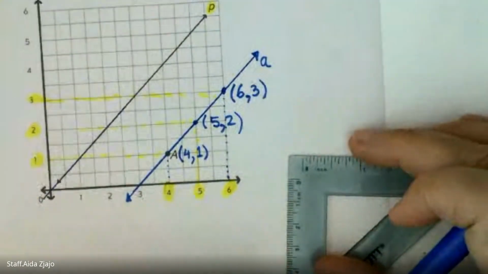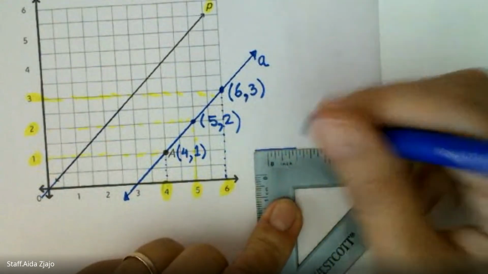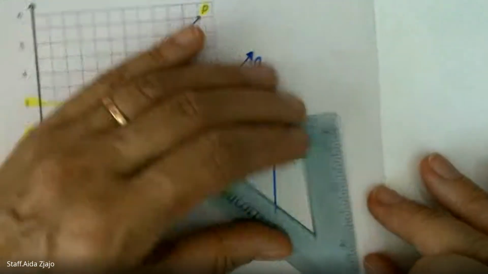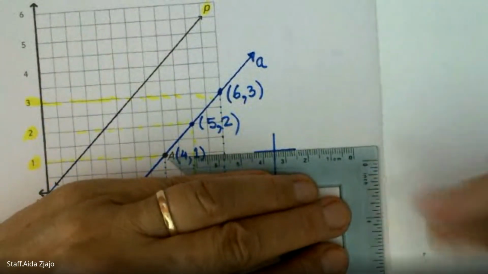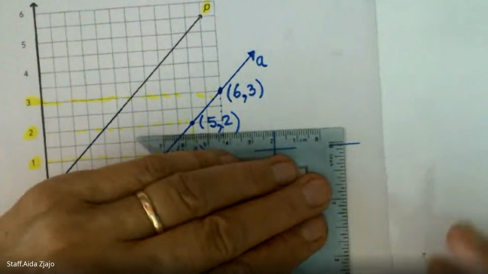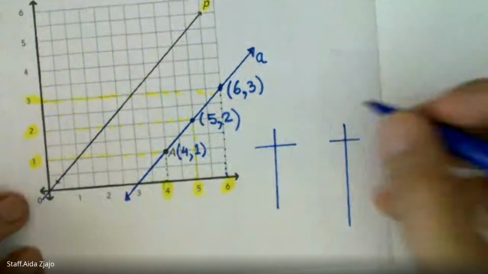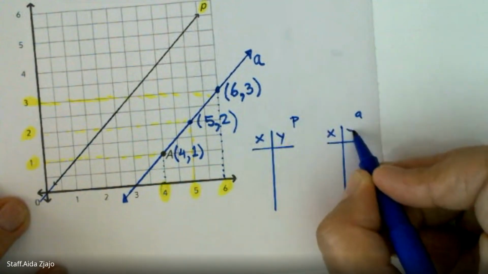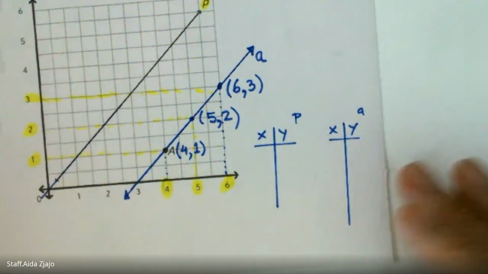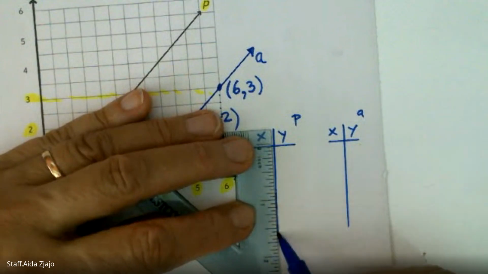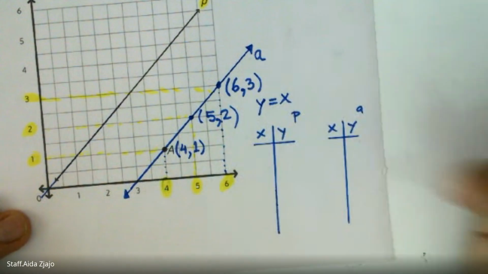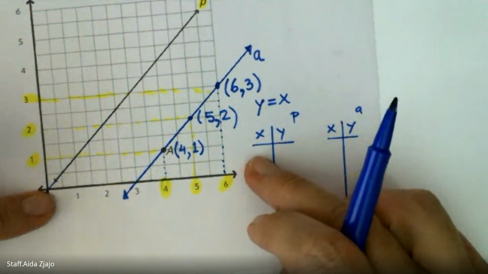So if we create, let's create a little table. So if I create here the table, this represents my line P, and then this over there will represent my line A. Okay, A and P. All right, so X and Y, X and Y. We can see that the rule is here: Y equals X. So to get to Y, you just need to know that it is the same.